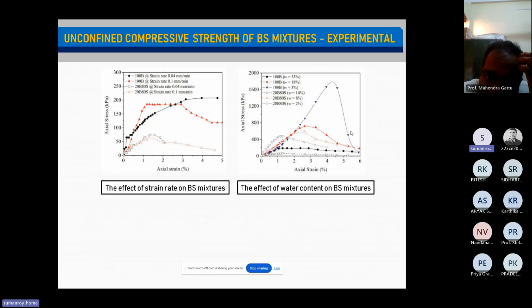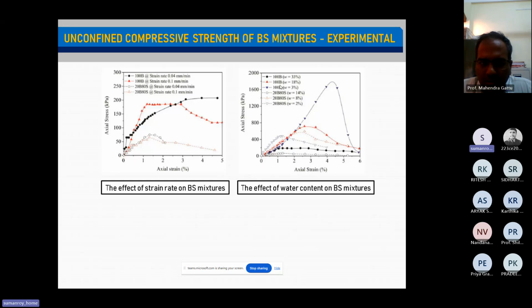With the decrease in water content, the strength increases significantly, and it is more observed in the case of 100 bentonite compared to 20 bentonite 80 sand. When the water content is too low, 100 bentonite shows a very high compressive strength, like around 1800. So from the strength perspective, we can say that 100 bentonite is stronger at low water contents.